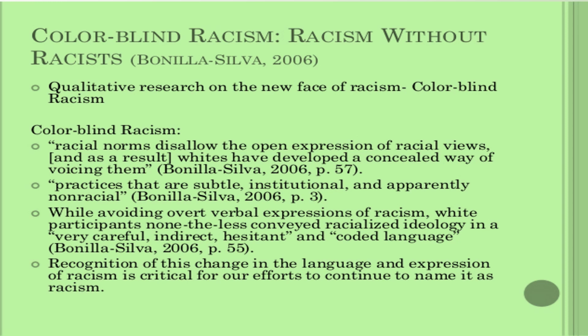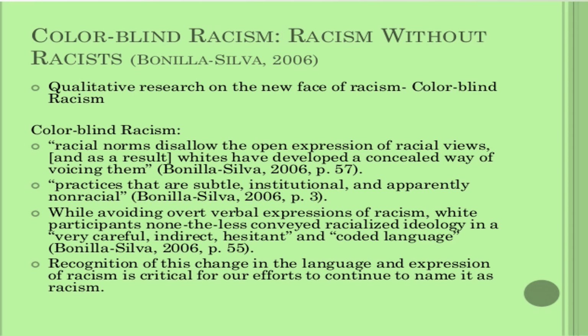I guess the most important theoretical contribution comes from Bonilla Silva, 2006, and his book on colorblind racism. There's a lot of research on what Bonilla Silva theorizes as the new face of racism, which he calls colorblind racism. The basic idea, if we look at these bullet points, is that racial norms disallow the open expression of racial views, and as a result, whites have developed a concealed way of voicing them. The civil rights movement and changes in the 20th century brought about a repudiation of people who were very open in their expression of racist views. Those views are no longer considered acceptable contributions to discussion in polite, civilized society.